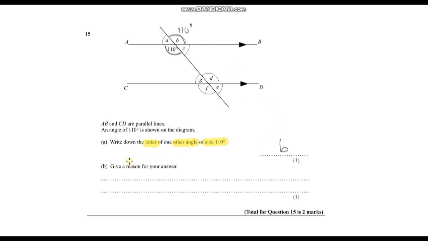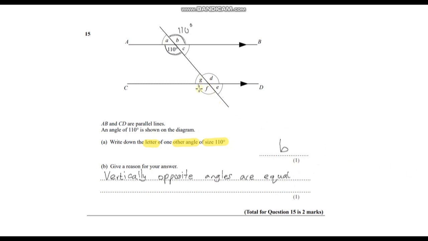Now, the other answers you could have put, I'll go through in a moment. Let's just go through part B. It says give a reason for your answer. So you need to provide a mathematical reason for why B is also 110. And the reason is because vertically opposite angles are equal. Okay, you could also just put opposite angles are equal. That should also give you the mark. Let's just go through some of the other angles that are also 110.